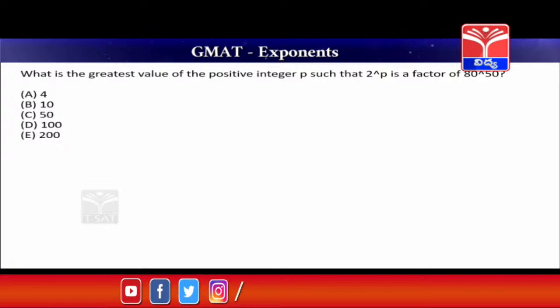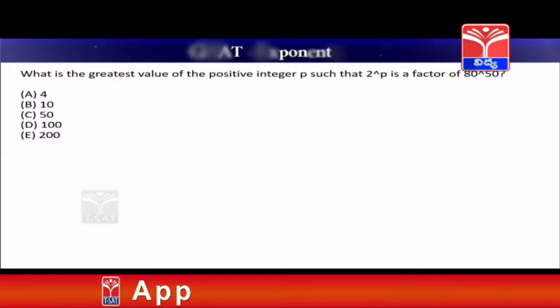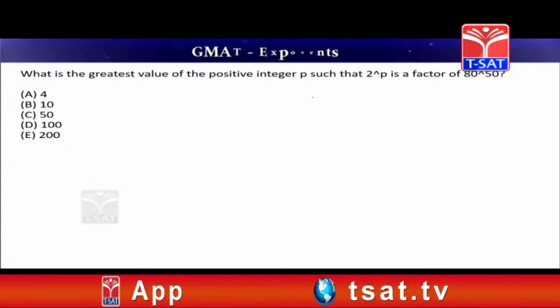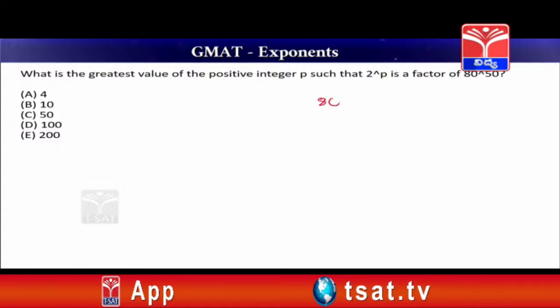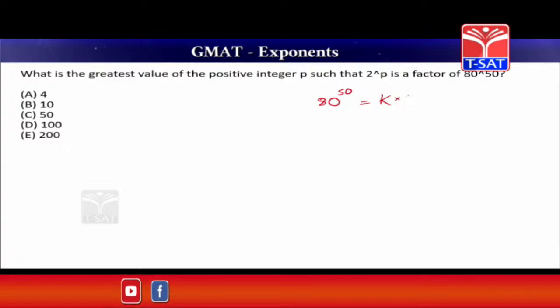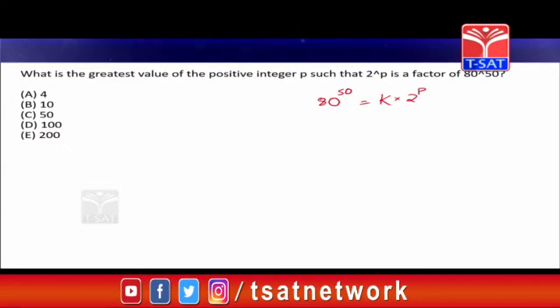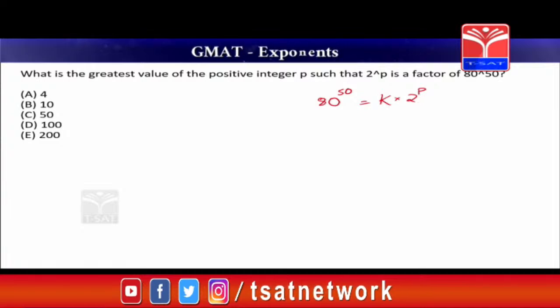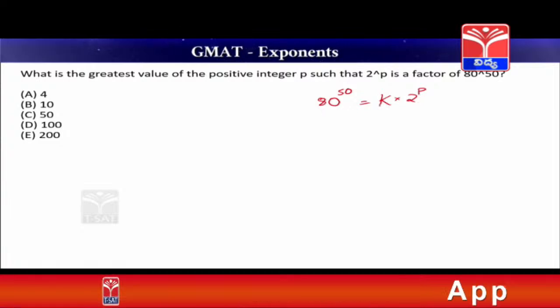What is the greatest value of the positive integer p such that 2 to the power of p is a factor of 80 to the power of 50? So when 2 to the power of p is a factor of 80 to the power of 50, that means that it is a multiple. You can multiply the factor with another factor to get 80 to the power of 50.